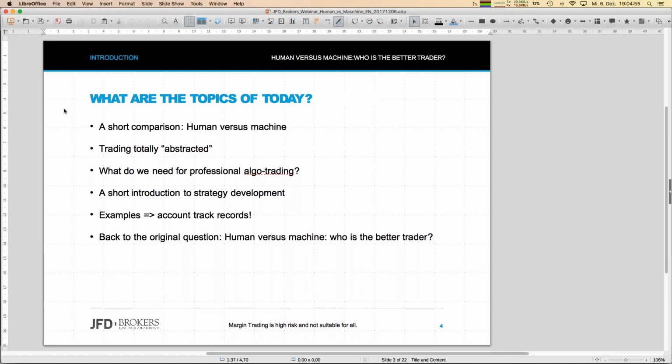But then I want to guide you a little bit more through what we need if we talk about professional algorithm trading, what the inputs are, what the outputs are, and so on. That, for example, needs trading strategies, and I will briefly show you how I personally come from a trading idea to a trading strategy, and finally to something which is really traded automatically.